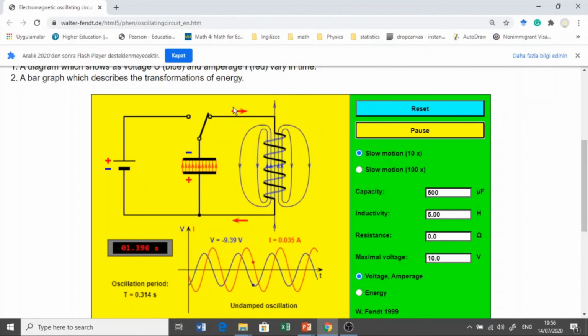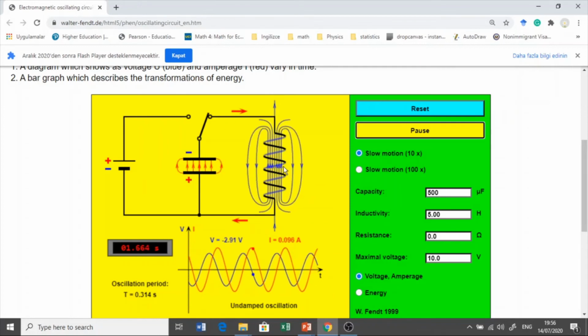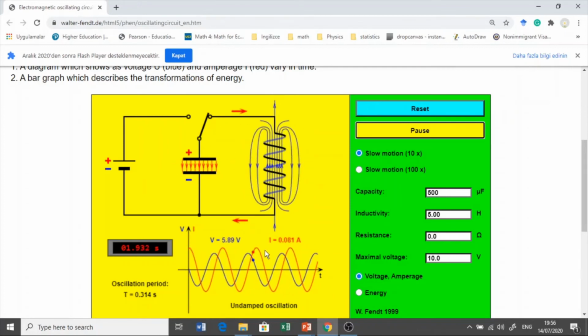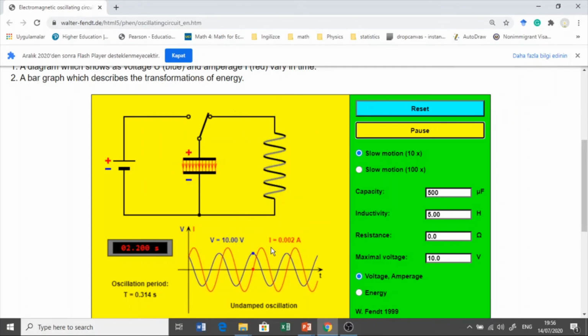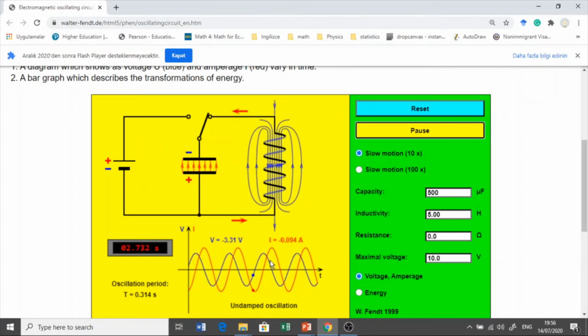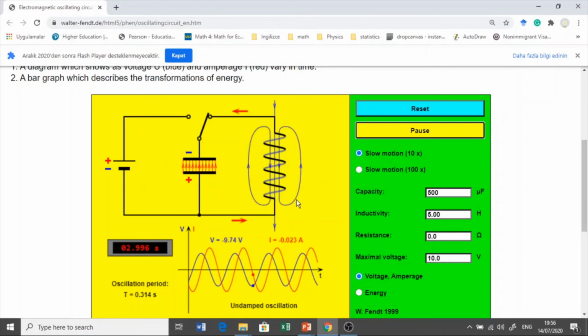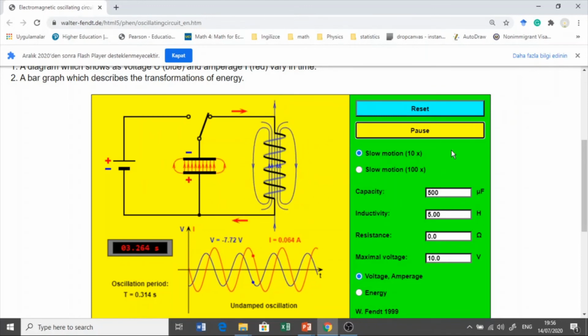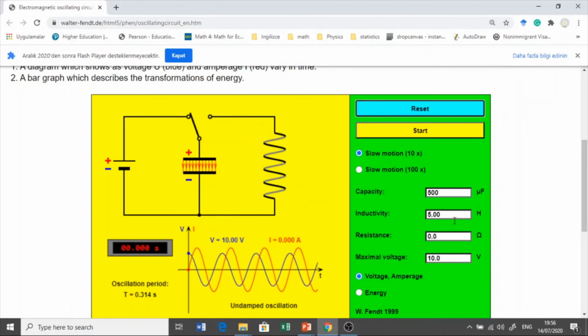So the energy is moving back and forth between the capacitor and the inductor. Here is the change of the voltage and the current in the circuit. There is a phase difference between them, and they are changing with the time. Let's include a resistor to the circuit and see what will happen.